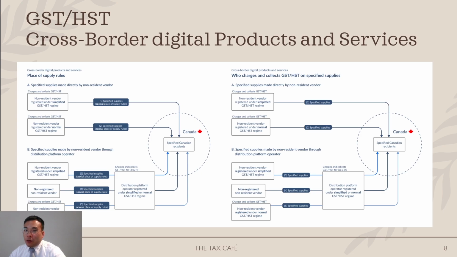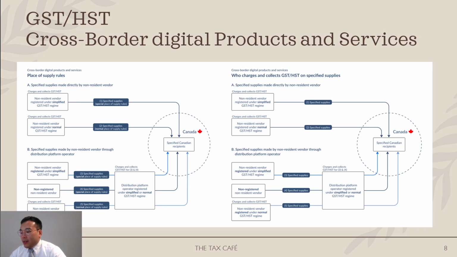Now, please note that the calculation of this $30,000 threshold would not include any sales that were made through a distribution platform operator, so basically like Spotify or these platforms, these companies that are registered for GST, HST under either the regular or simplified regime. So if you are a vendor and just listed your music through this marketplace facilitator platform or website, these sales will not be counted towards the $30,000 threshold.